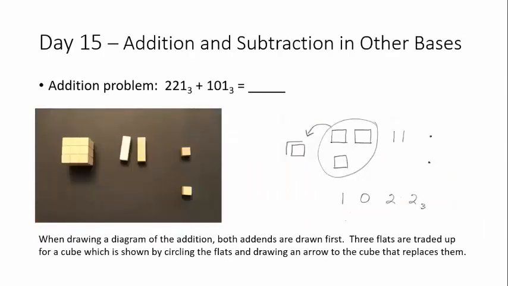And here you'll see the drawing on the right where I have started with both addends. I circle the 3 flats because they will be traded up for a cube. I draw the cube and then draw an arrow to the cube I've just drawn. And again, the uncircled elements in your diagram are the sum. The sum is 1022 base 3.